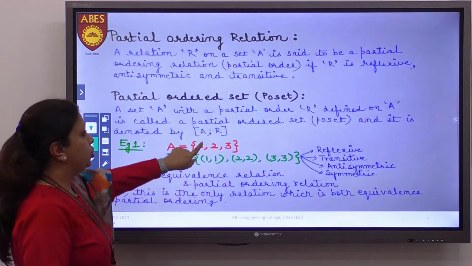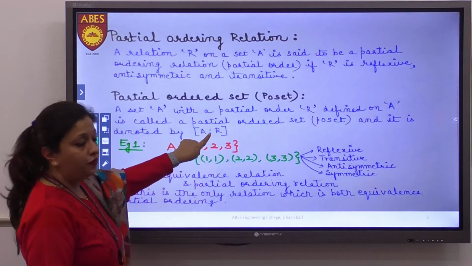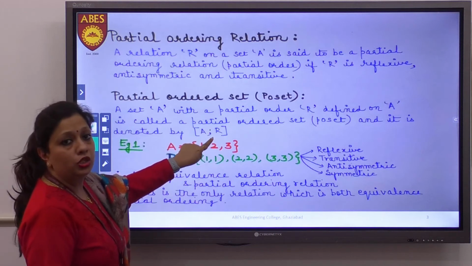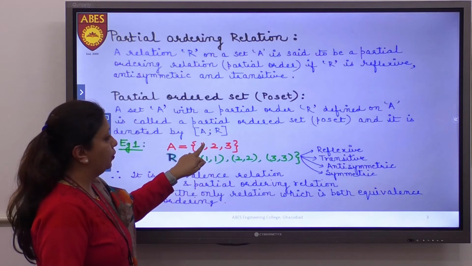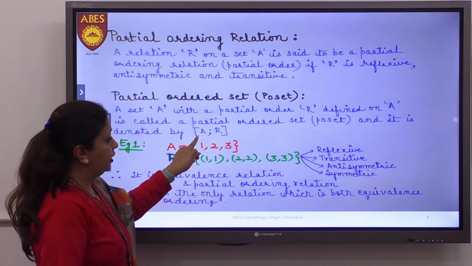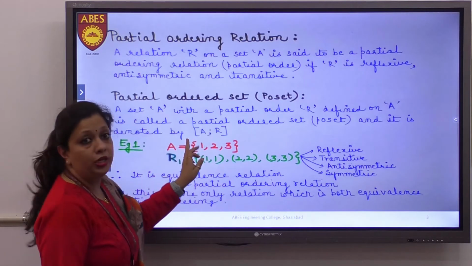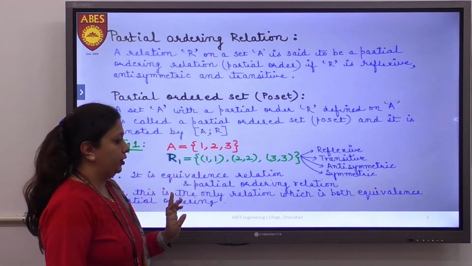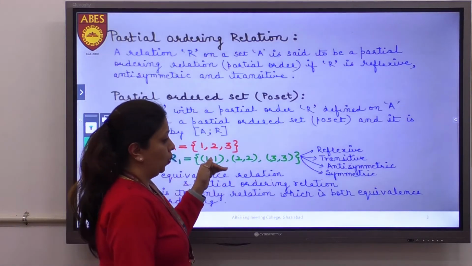So this is the notation for a poset. I have a set A for which relation R is defined, and if that relation is a partial ordering, we can say that set A is a poset, and this is the notation for poset. That is the name of the set, then a semicolon, and then the name of the relation enclosed within square parentheses. So now we have already seen that this relation is a partial ordering.